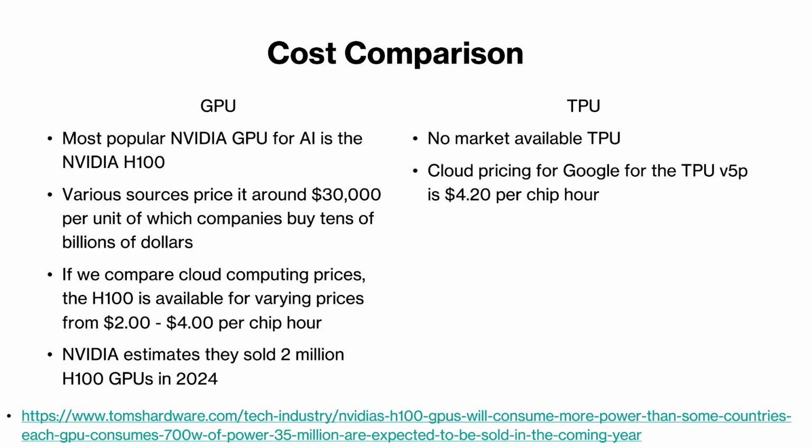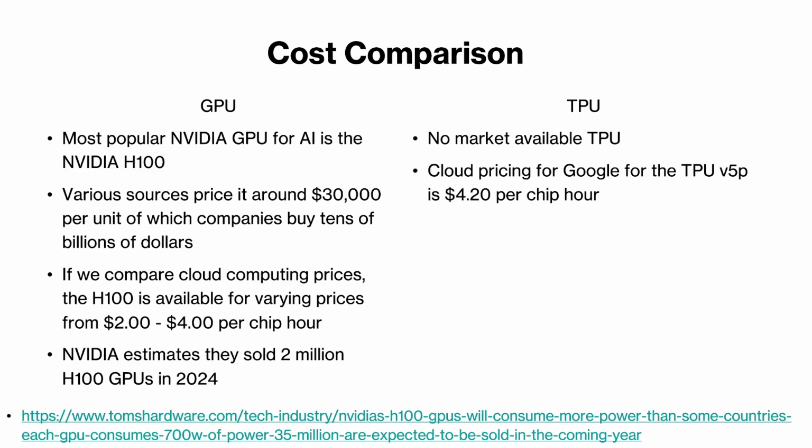Companies like Meta and OpenAI and Google buy billions and billions of dollars of these GPUs, tens of billions of dollars. If we compare cloud computing prices, the H100 is available for varying prices from $2 to $4. This is a cloud comparison because TPUs are not market available, so we don't have a price for a TPU that you can buy on the market. But if we look at Google's cloud pricing for the TPU v5p, which is the most updated version of the cloud TPU, it's around $4.20 per chip hour.